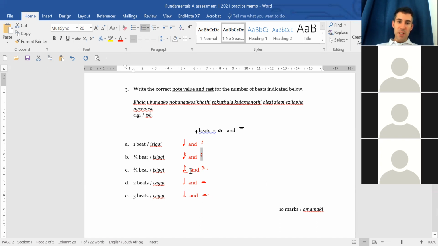Now this one, it was a bit difficult for me to actually get onto the computer because my computer doesn't do all of the double dot things. But 3/4 of a beat is, this is not supposed to be double. Sorry, there it is. 3/4 of a beat is a quaver, which is half, plus the dot, 1/4.